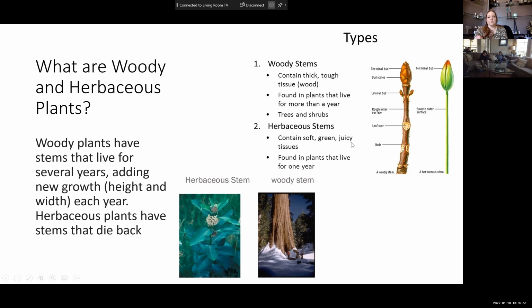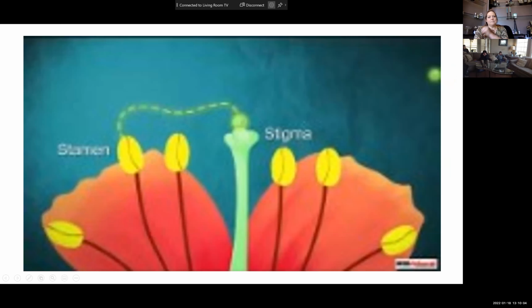So these are the ones that if you break them open, they're juicy inside. Sometimes that juicy stuff is that latex-like stuff. Like if you break a dandelion stem, you ever seen the white latexy stuff come out? Yeah. So here is a flower doing its thing.